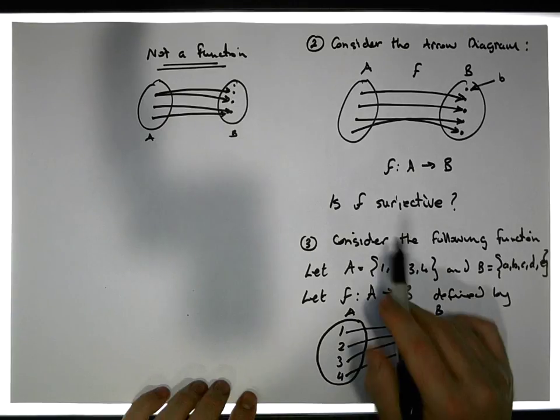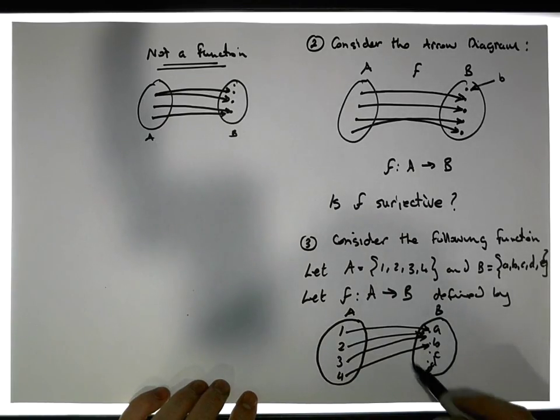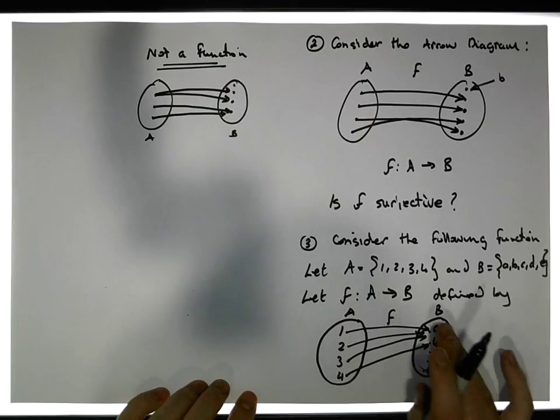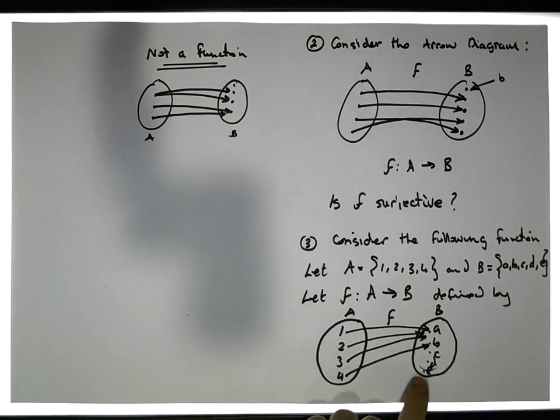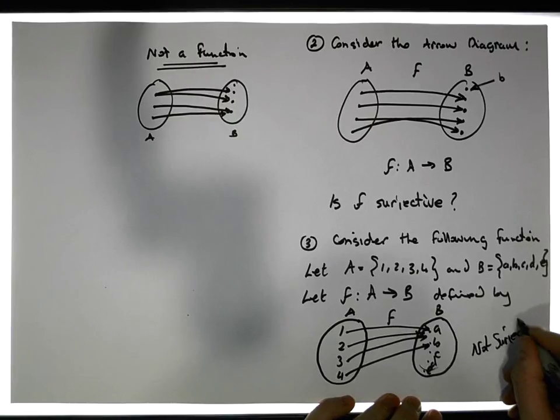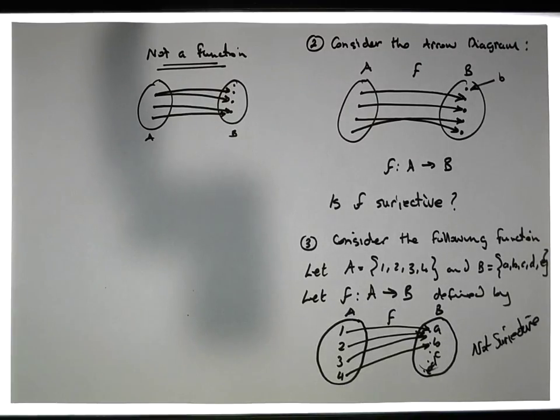Well, for the function to be surjective, every value in B, every value in the codomain, must have an arrow coming into it. In other words, for every value in B, there must exist some value in the domain that when we pass that particular value into the function f, it's taken to the value in the codomain. So in this case here, this is not surjective, if that makes sense.